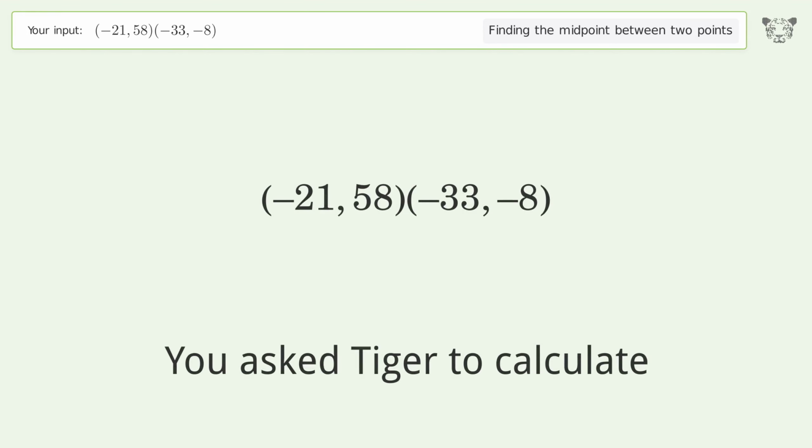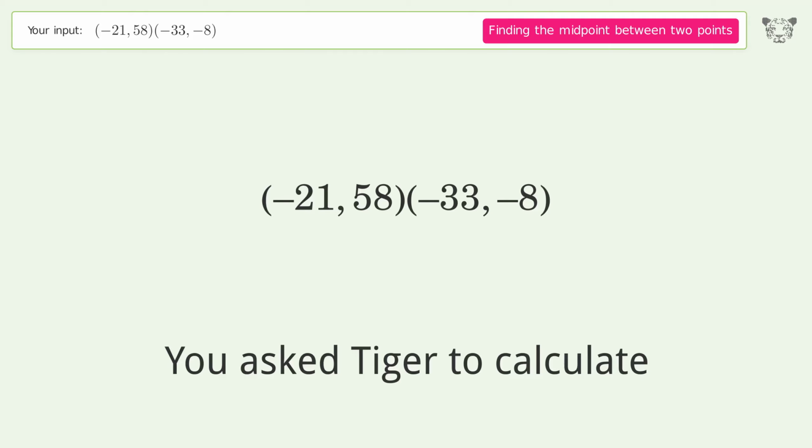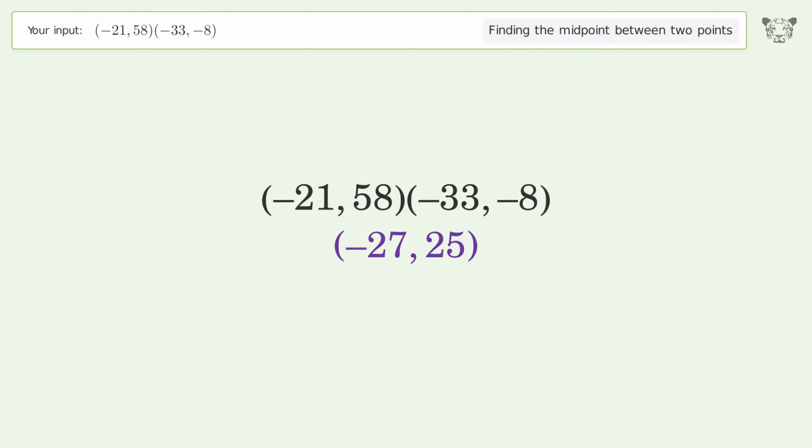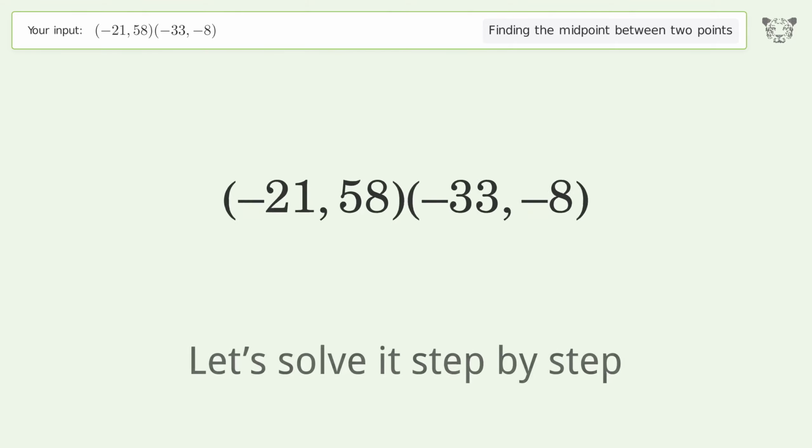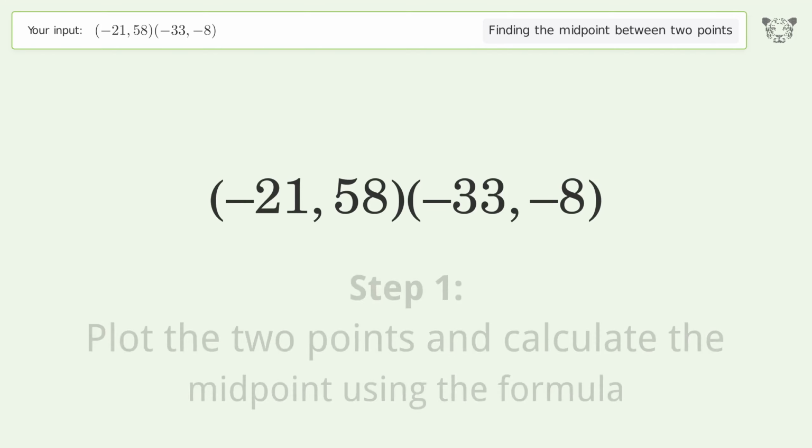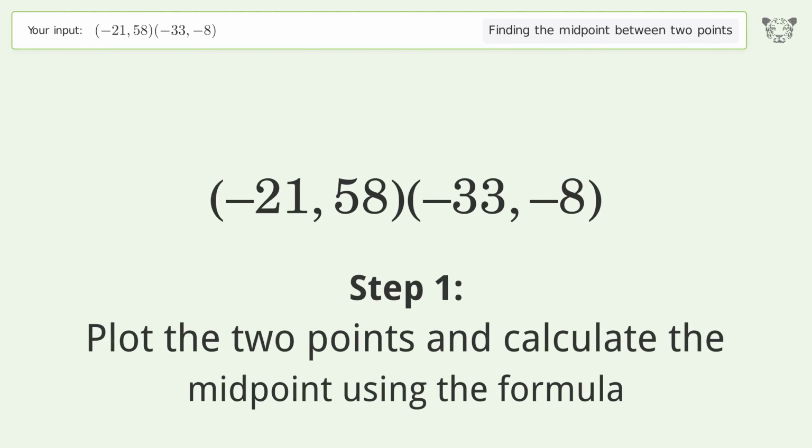You ask Tiger to calculate. This deals with finding the midpoint between 2 points. The midpoint between the 2 points is negative 27, 25. Let's solve it step by step. Plot the 2 points and calculate the midpoint using the formula.